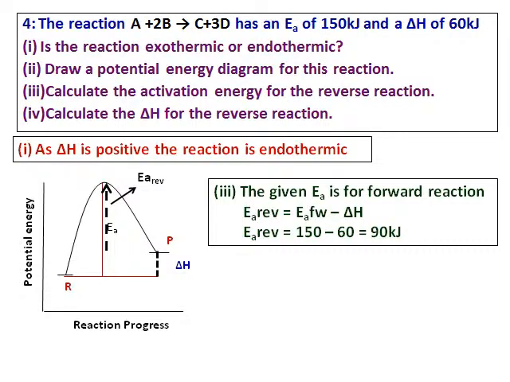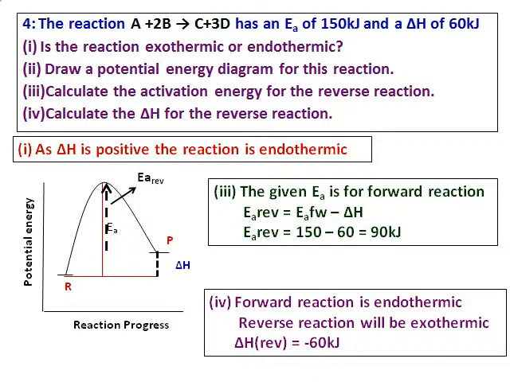Now the last question, calculate the delta H for the reverse reaction. Forward reaction is endothermic, hence the reverse reaction will be exothermic, and delta H reverse, because delta H is an intensive property, it doesn't change just with the path or the direction. The only thing it changes will be the sign. Therefore, delta H reverse will be equal to negative 60 kilojoules. So the important stuff in this question is to understand the answer to question number 3 clearly. If you look at the figure, it will be very clear how the activation energy changes from the reverse reaction to the forward reaction.